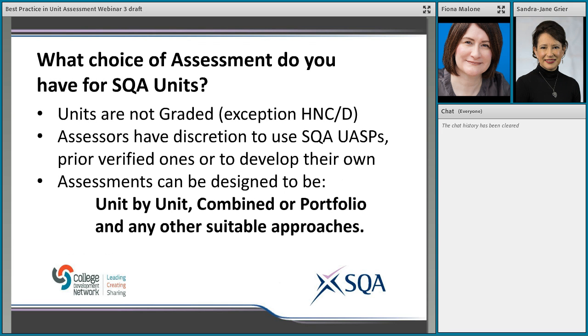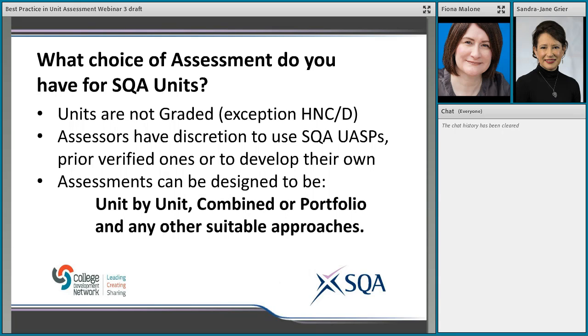But what about you as an assessor? What choice of assessment do you have when it comes to SQA units? Units are not graded, with the exception of the graded unit at Higher National Certificate and Diploma. But what's important about SQA's qualification system is it's built on national units of core and options.